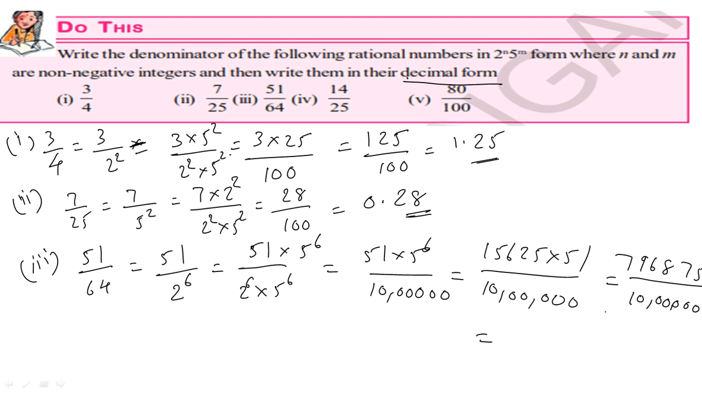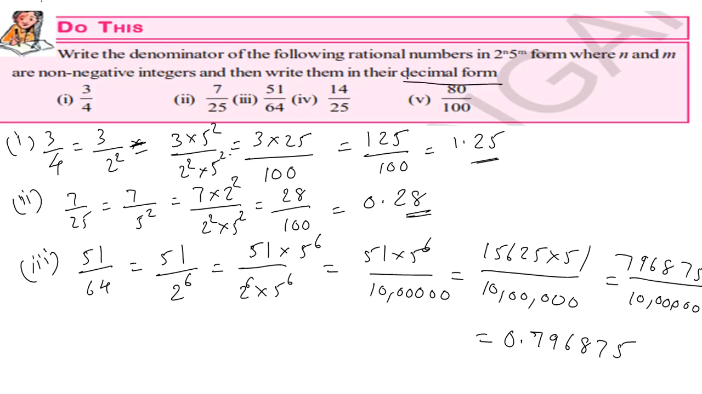So if I want to remove these zeros in the denominator, after how many digits should I put a decimal? 1, 2, 3, 4, 5, 6. So I can write it as 0.796875. Okay. Now let's move on to the fifth problem.